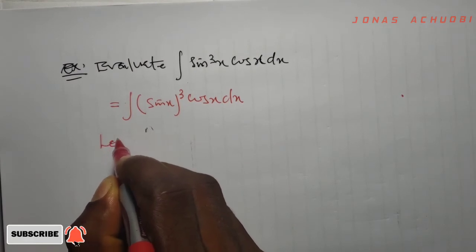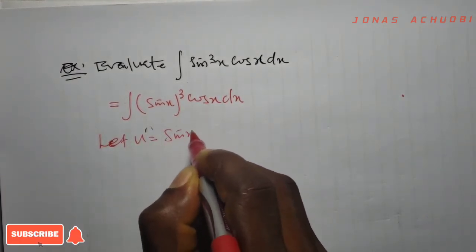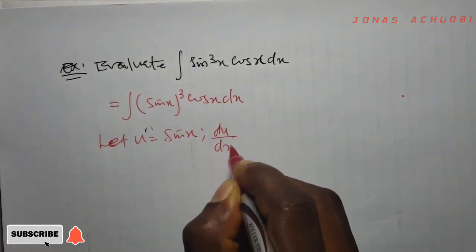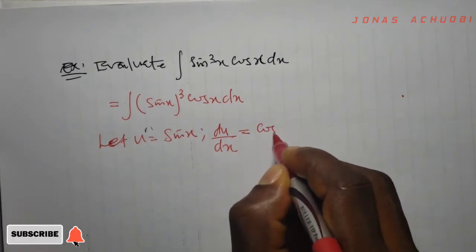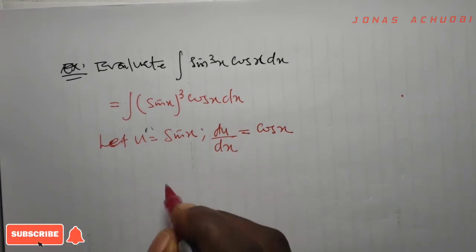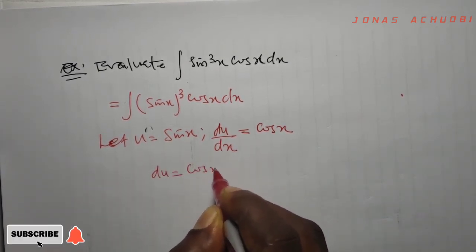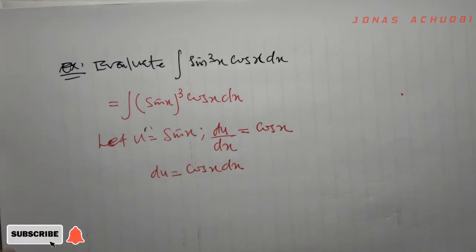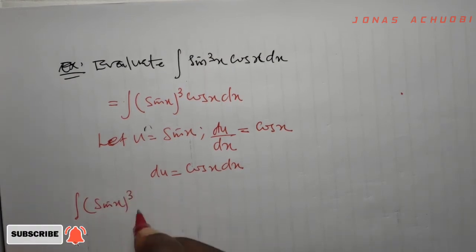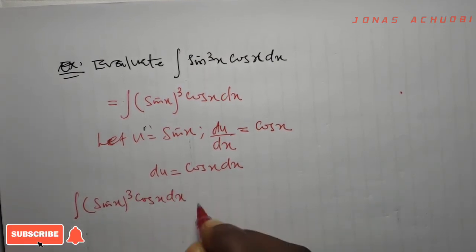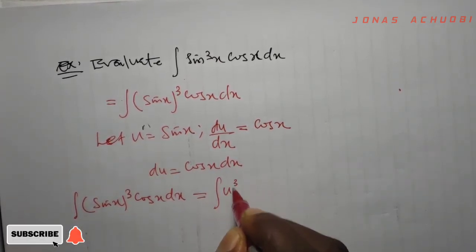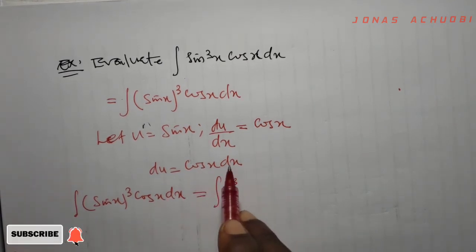So we say let u be what? Sin x again. Let u be sin x. And once you have said that, you differentiate du with respect to x. And that gives us what? Cos x. Like we did before, you now make du the subject of the equation, so that du becomes cos x dx. So our integral, which is sin x all cubed times cos x dx, now becomes what? The integral. Sin x is now u. That becomes u raised to the power 3 times cos x dx. Cos x dx is now du.